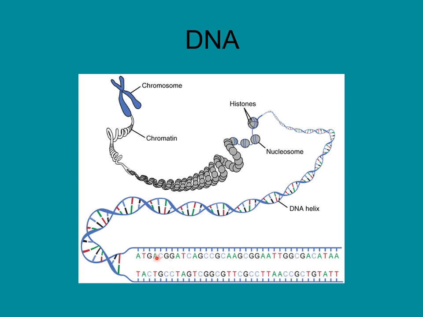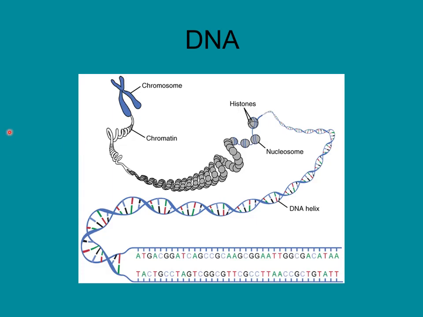So the DNA is these long strands twisted up in a double helix. And then what happens, there are certain proteins. Histones are proteins. There's usually 8 of them in a group. And what happens is the DNA is going to tightly wrap around that. And then that's what we call a nucleosome. And then all those are going to be tightly coiled up and condensed until you finally have the chromatin.